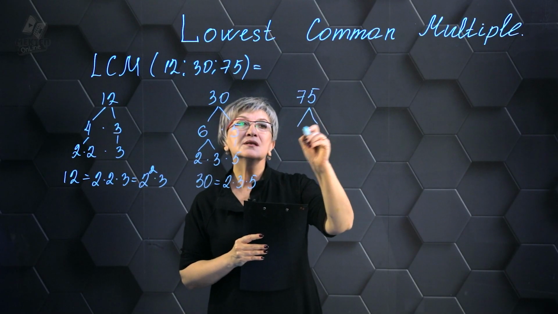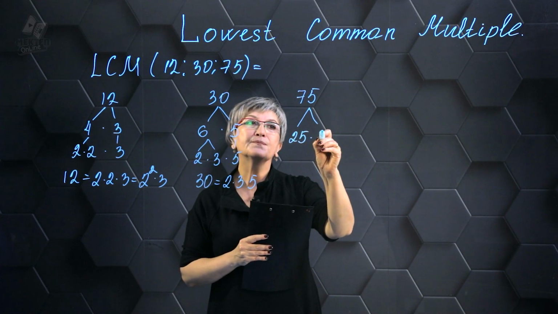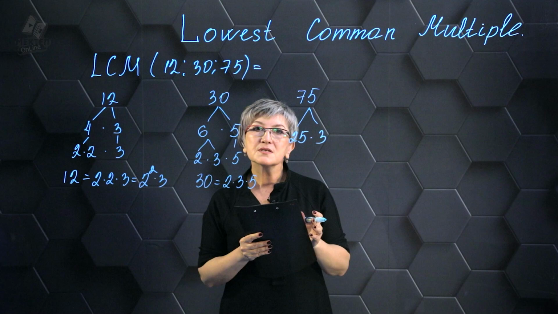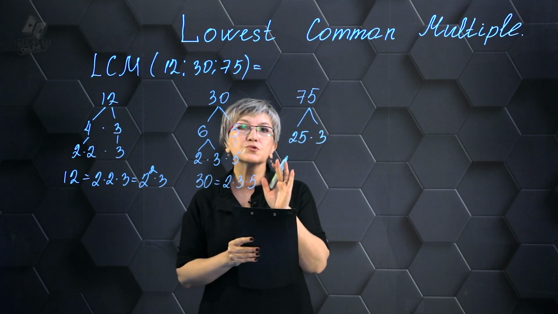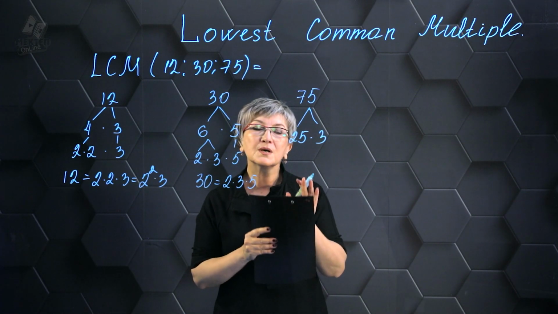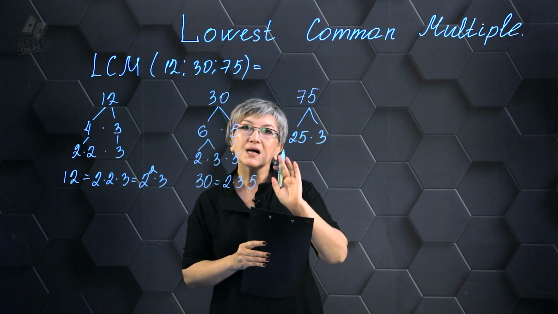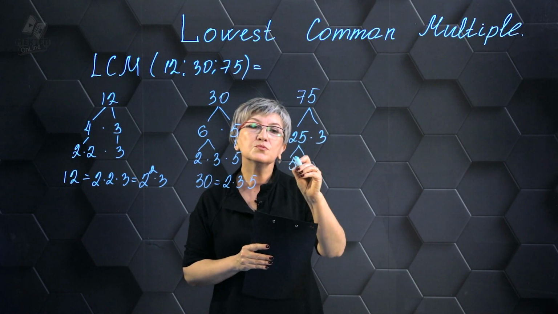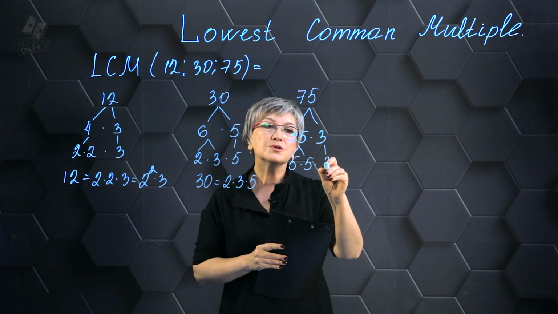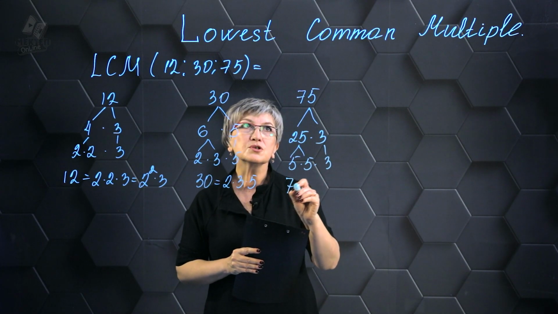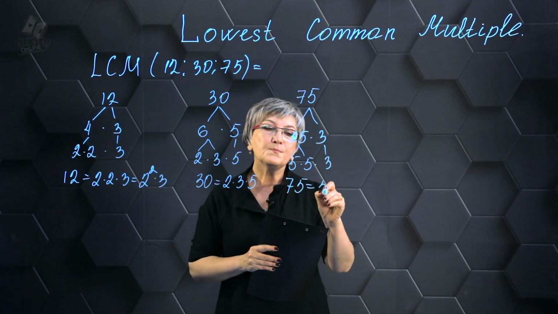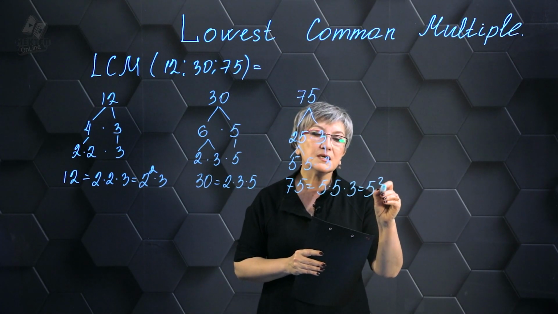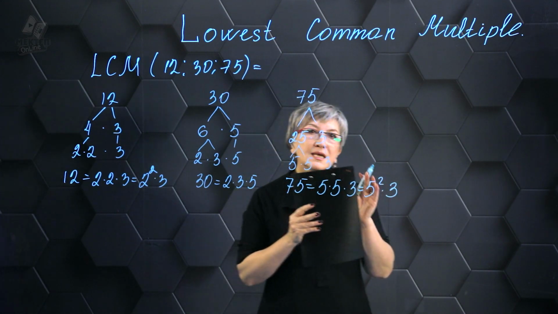75 is 25 multiplied by 3. Sure, someone will say, but 75 isn't just 25 times 3. Now we'll also consider this method and you'll see we come to the same answer. So while I'm writing 25 times 3, what's the deal with 25? This is 5 times 5. So as a result, I end up with 75, which is 5 multiplied by 5 and multiplied by 3. That will be 5 squared multiplied by 3.